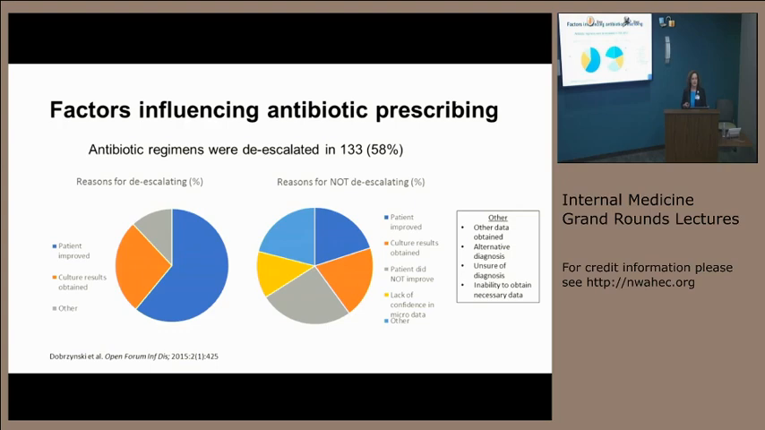And so reasons for de-escalating, patients improving and having culture results, that was really helpful in terms of encouraging de-escalation, but interestingly, those reasons are also cited for reasons for not de-escalating, as well as the patient not improving, lack of confidence in microdata, and a whole host of other things.